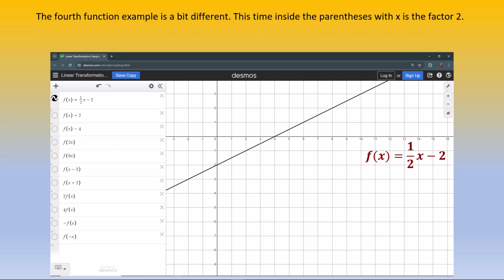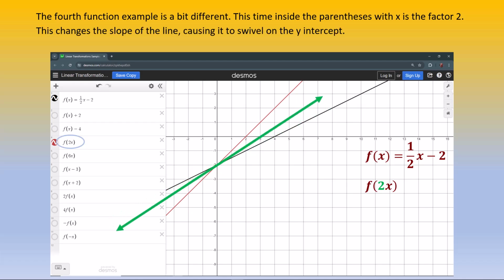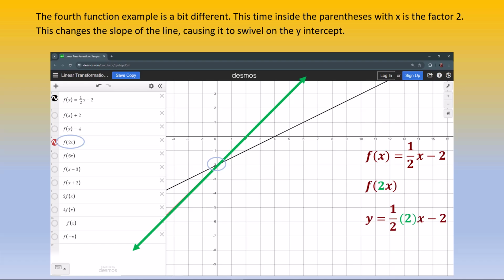The fourth function example is a bit different. This time, inside the parentheses with x is the factor 2, multiplication this time. This changes the slope of the line, causing it to swivel on the y-intercept. Applying the new factor to the slope-intercept form multiplies the old slope, 1 over 2, by 2, creating a new slope of 1. The y-intercept does not change.